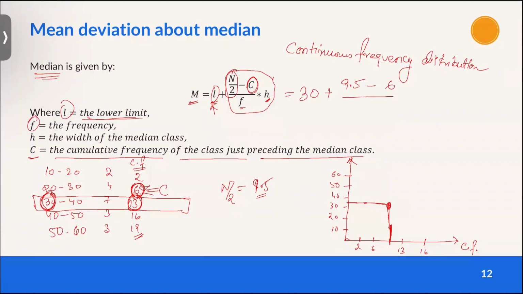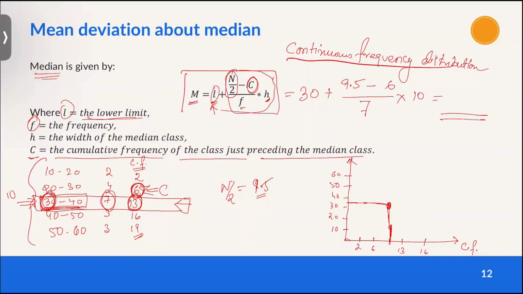Now F is the frequency of the class. The frequency of the class is 7, and H is the width of the median class. So what is the width of the median class? Here it is 10, right? 30 to 40, 10. So when you calculate this value, you will get the median of this data. And this is how we calculate the median of a continuous frequency distribution.